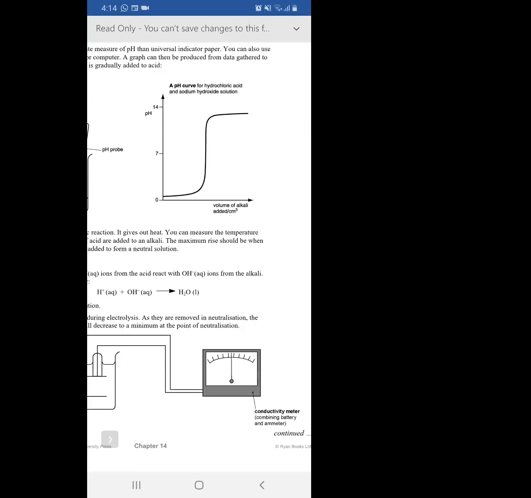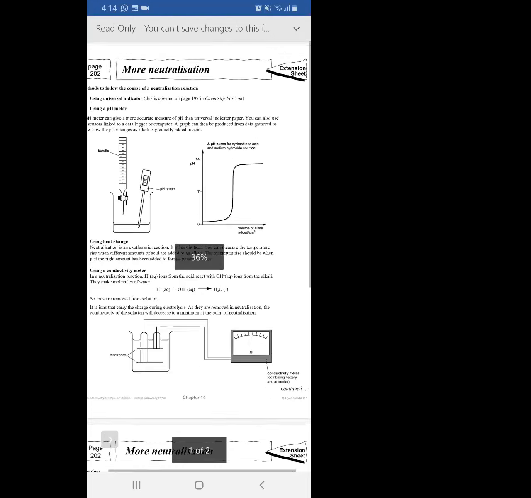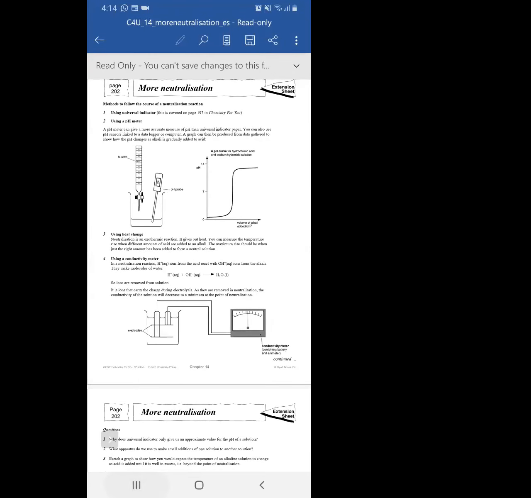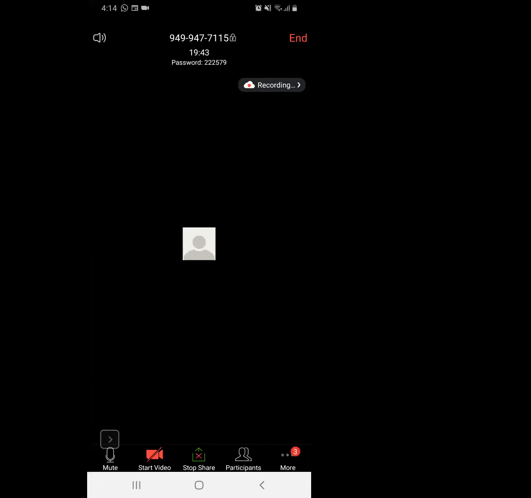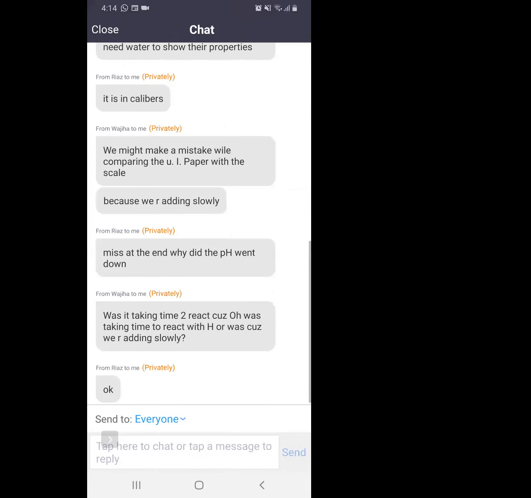And then there is a limit, of course, and you don't get any pH above 14. 14 is the limit. So at 14, the graph flattens out. The pH scale stops at the value of 14. So did you understand the pH curve?